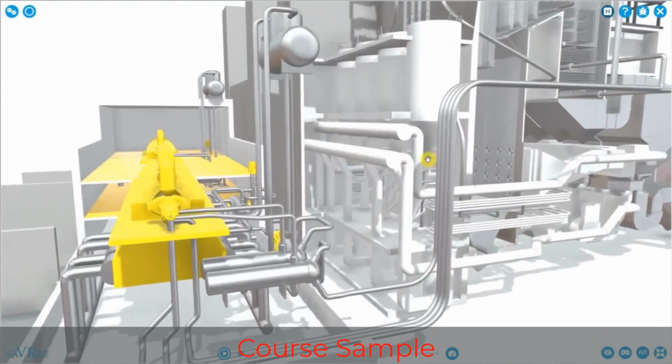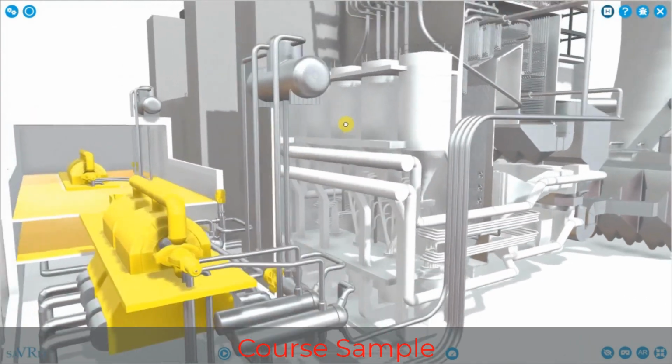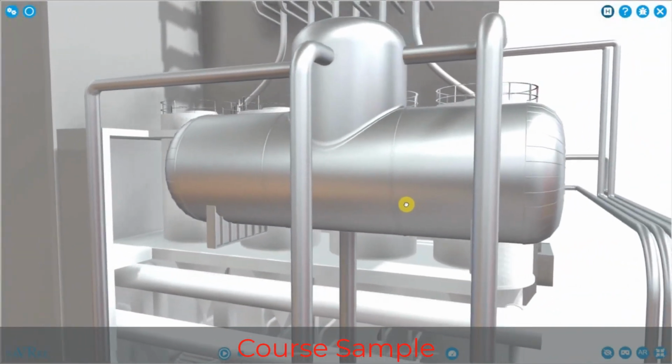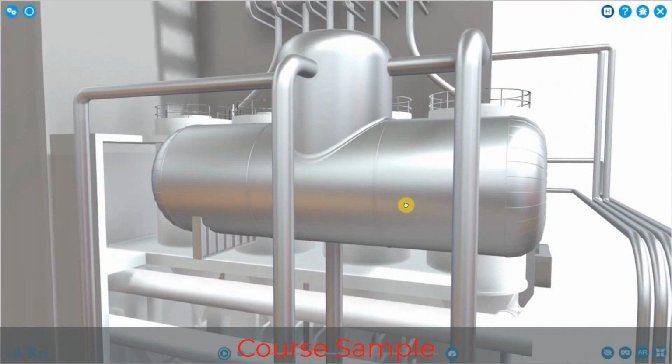Water is going to be fed into the boiler via our deaerator. This is a deaerator. It's usually mounted quite high up within the power plant, and we do this because we want to have a positive head of pressure from the deaerator going downwards towards our boiler feed water pump. The purpose of the deaerator is to remove oxygen and other dissolved gases from our boiler feed water.